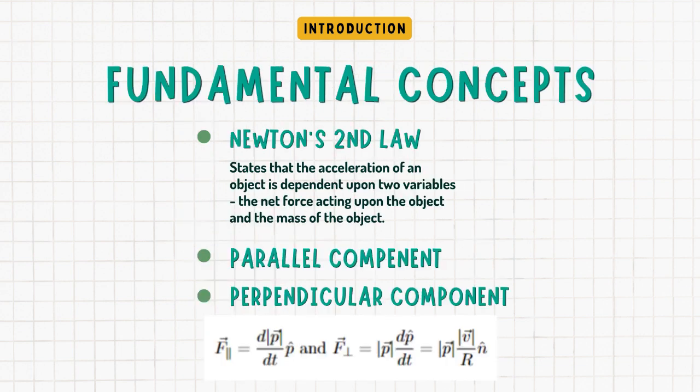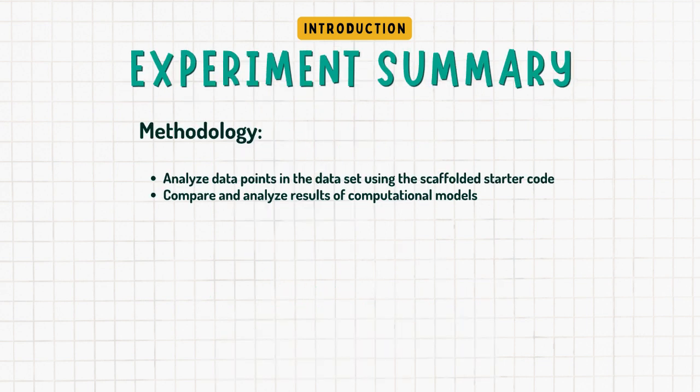Some fundamental concepts that we should be familiar with for this lab involve Newton's second law, which states that the acceleration of an object is dependent upon the force acting on the object and the mass of the object. Other concepts include the parallel component, which changes the speed, and the perpendicular component, which changes the direction of the momentum. On the bottom of this slide, you can see both formulas, the parallel being the one on the left and the perpendicular being the one on the right. In order to carry out these experiments, we wanted to analyze the data points in our dataset by making use of our computational models, and finally, we also compared and analyzed the results of these computational models.